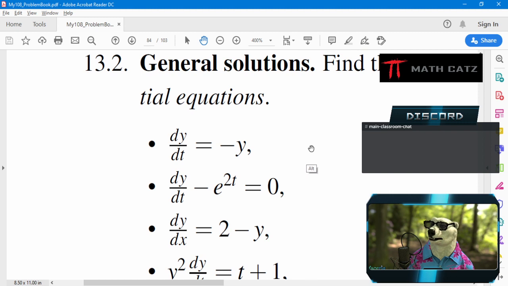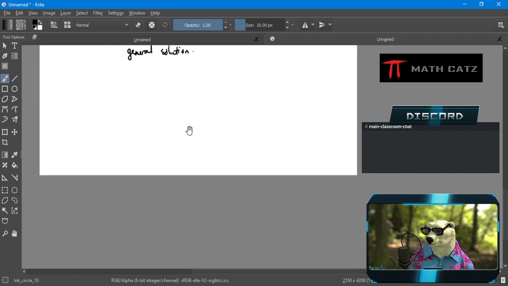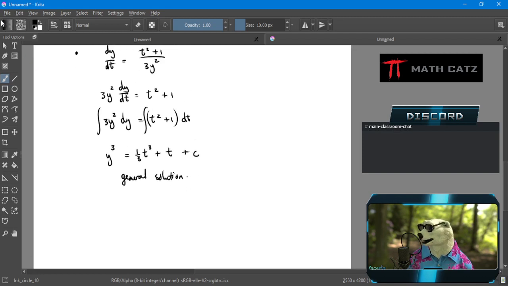Let's see, maybe this first one. Maybe let's go with the very first one. dy/dt equals negative y. I don't have any space.